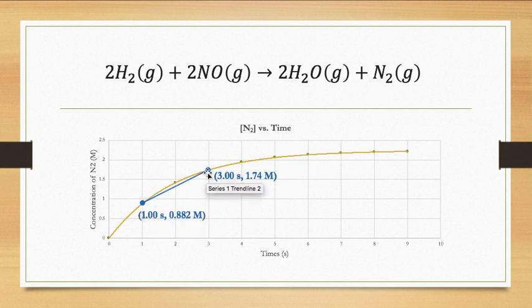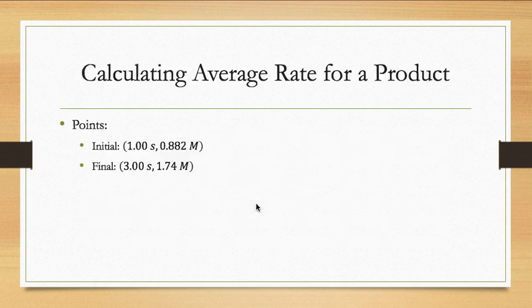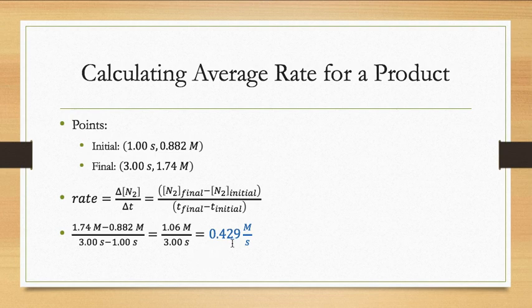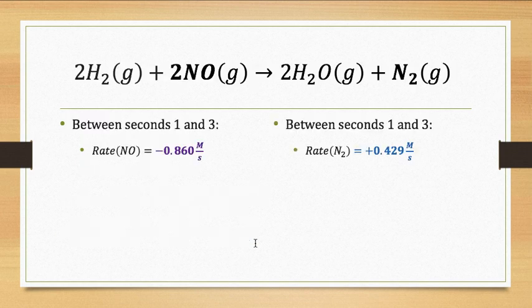If we look at the same time frame from 1 second to 3 seconds, you can see the concentration has gone up, okay? And if we plug those values in using the same sort of calculation, we end up getting a positive 0.429 molarity per second. So that's the rate of change in the concentration of N2. So again, it should be positive because it's a product and we're making N2. So we're ending up with more of it.